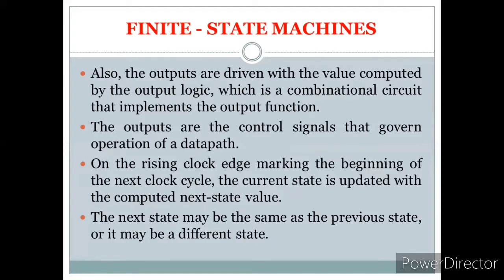On the rising edge of the clock, at the beginning of the next clock cycle, the current state is updated with the computed next state value. Any changes happen either during the rising edge or the falling edge. Here we have considered the rising edge of the clock. The next state may be the same state or a different state, depending upon the conditions we are receiving.